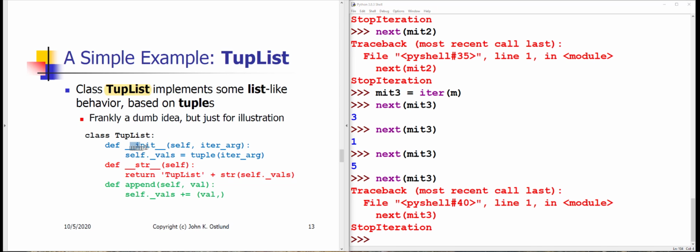Here's my initialization function, dunder_init. It takes an iterator as its argument and then uses the tuple conversion/construction function to convert that iterator argument into a tuple, which we're storing in the _vals instance variable. Okay? So that's how we're going to create a TupList.